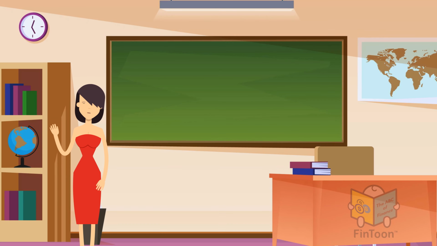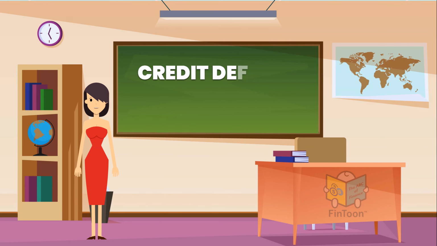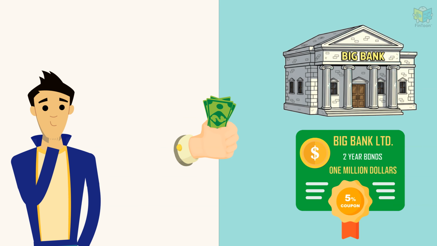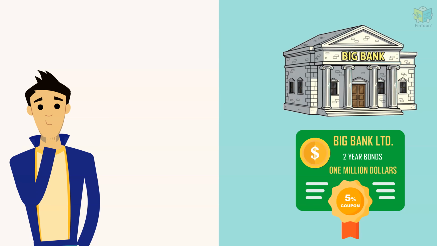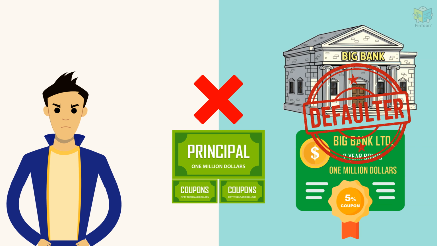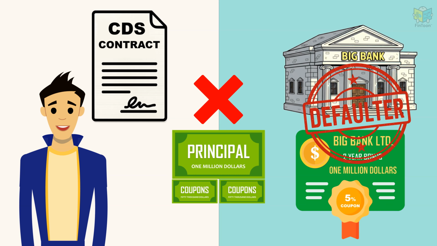Hello everyone! In this video, we will learn about the Credit Default Swap, or CDS. When you lend money or invest in bonds or debentures, there's a risk that the borrower won't repay the interest or the principal. A Credit Default Swap, or CDS, protects the investors or lenders against such risks.